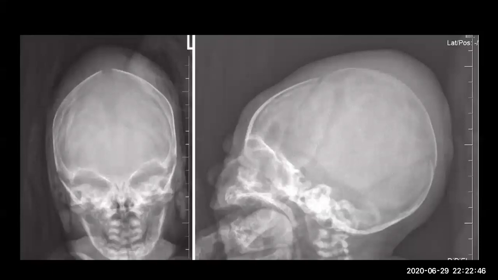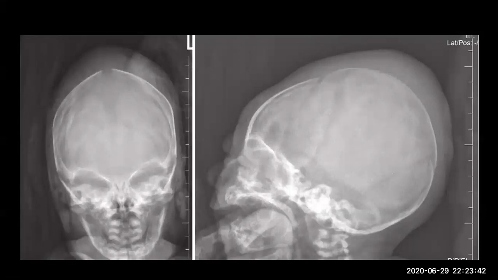How to differentiate both? Subgaleal hematoma crosses the suture, cephalhematoma does not. Is it caput succedaneum or subgaleal hematoma? Both cross the suture, okay. How to differentiate? From history, I told you difficult labor. And on clinical exam, if there is pitting edema, it is caput succedaneum.